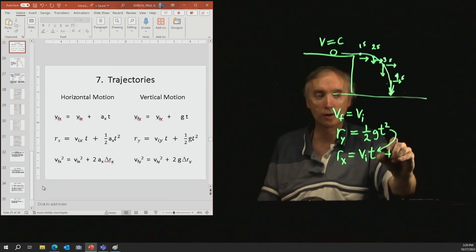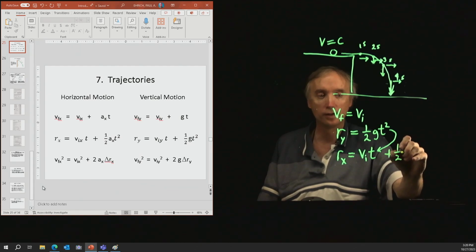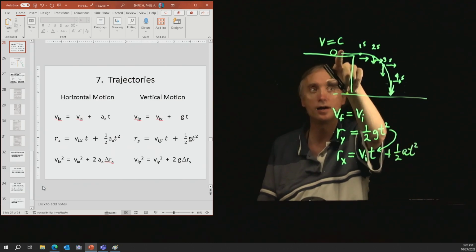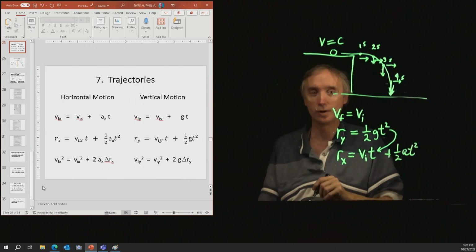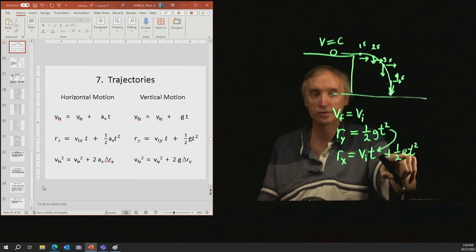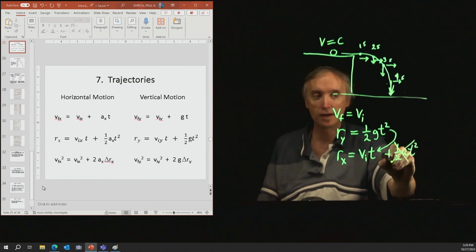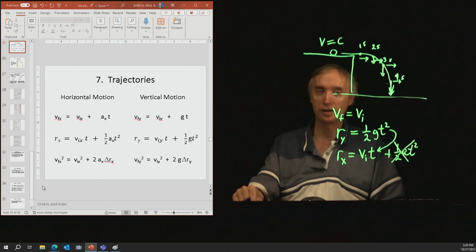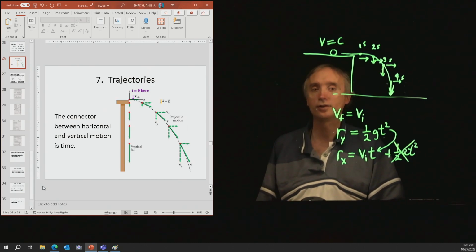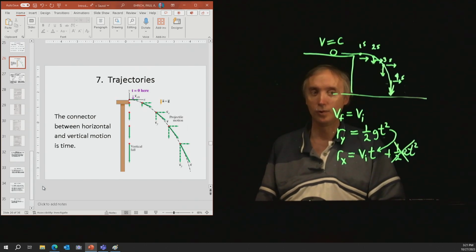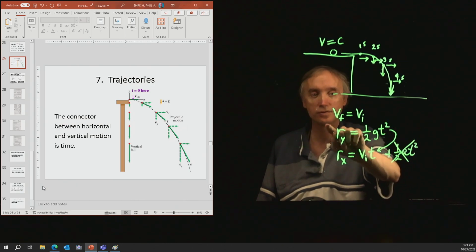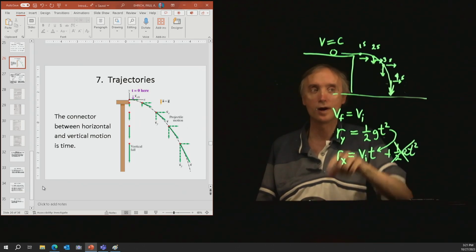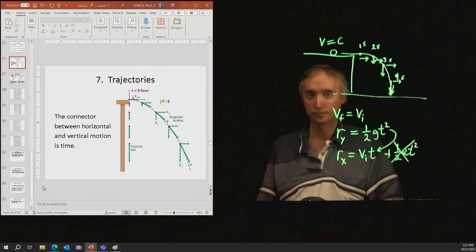Well, what about the other part? What about the 1/2 a t squared? Well, it's going at a constant speed sideways. So what's its acceleration? 0. So that part of the formula is not there. So here we've got this, let's go back, this complicated looking trajectory when all you've got to do is use these 2 very simple formulas in order to figure out where it's going to land on the floor.